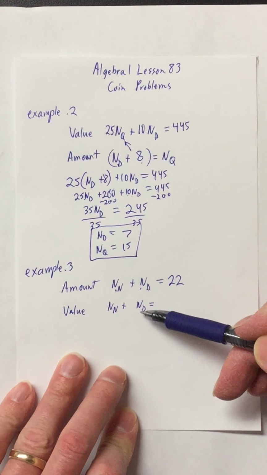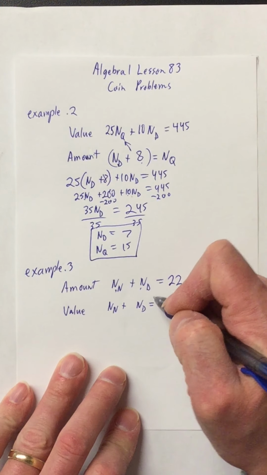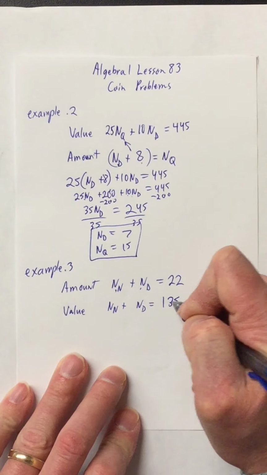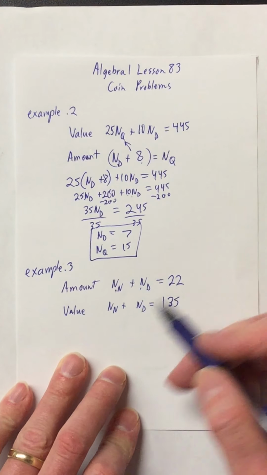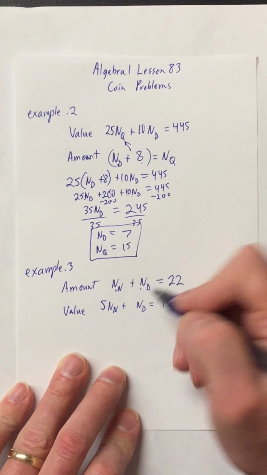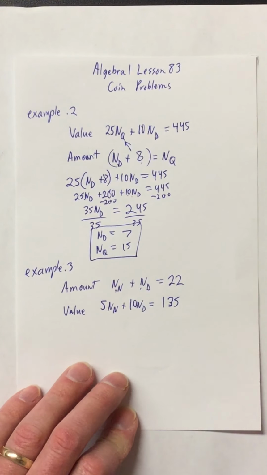Our second equation is our value. Once again, we're going to put 135 cents at the end, and then put in the value for these. Nickels is 5, dimes is 10, and now I'm in two equations.